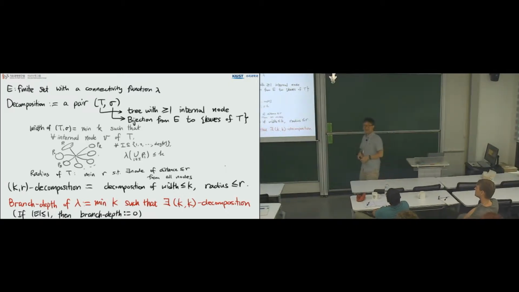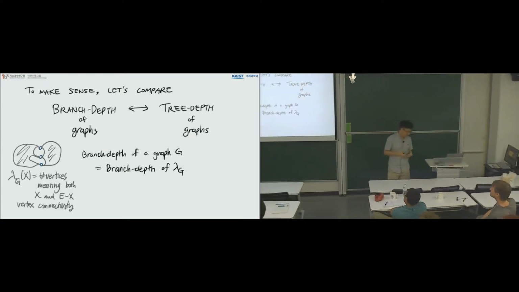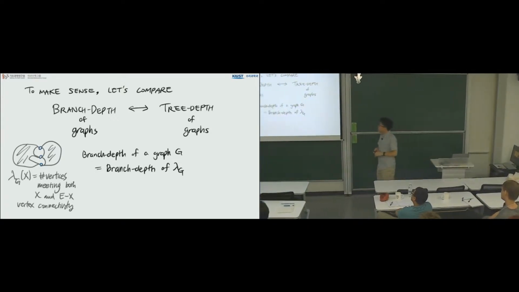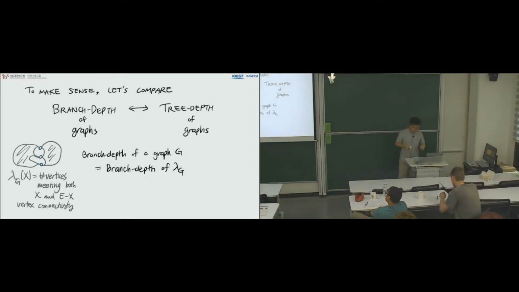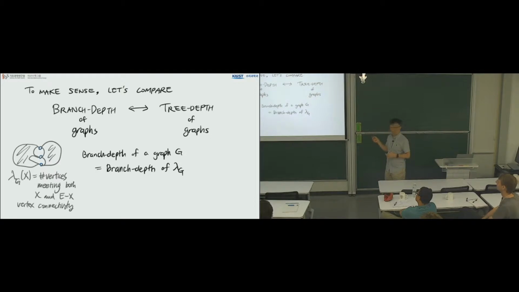Now the talk is not over. We should now argue why this notion is interesting. So first I want to show why the branch depth of graphs is comparable to the tree depth of graphs. That's the first step. The branch depth of a graph is simply when you use this connectivity function: whenever you have a partition of the edge set, you want a small number of vertices hitting both sides. That connectivity function is used in the definition of branch depth, and then you have the branch depth of a graph.